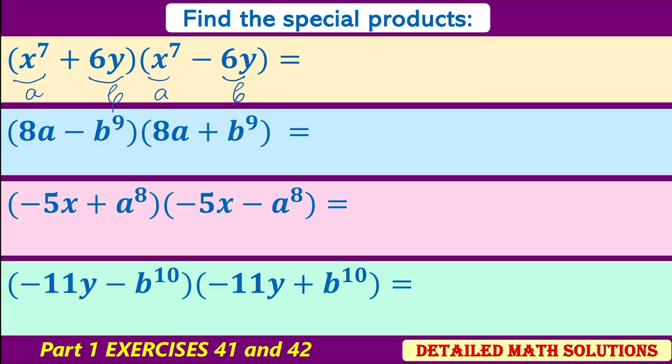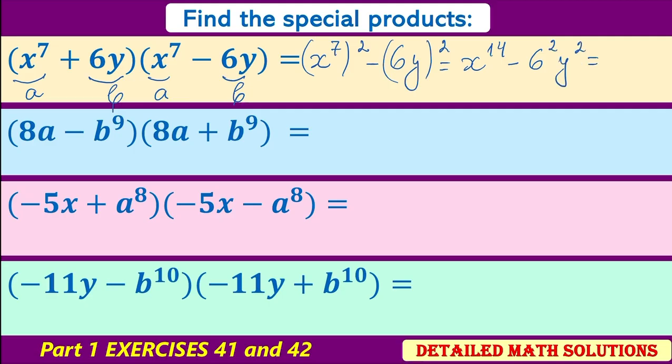This way, this equals x to the seventh power in parentheses squared minus 6y in parentheses squared, which equals x to the 14th power minus 6 squared y squared, or this equals x to the 14th power minus 36 y squared.